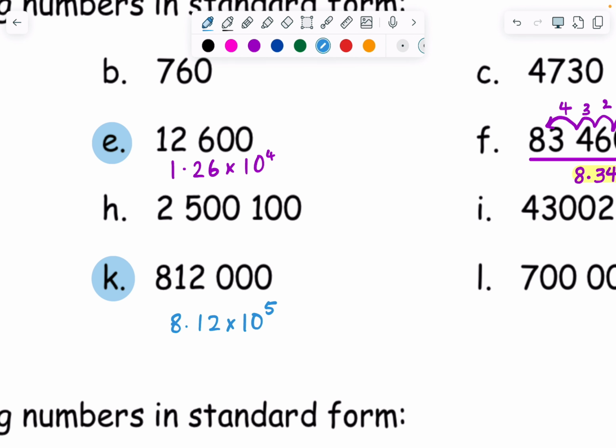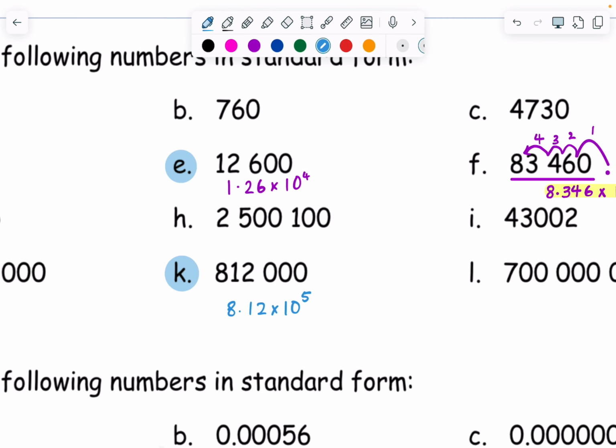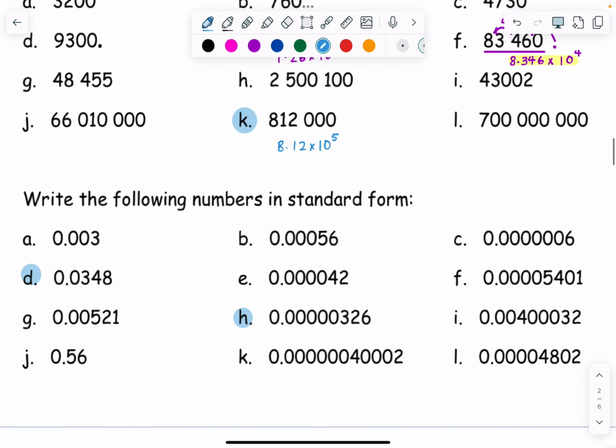Absolutely correct. Well done. See, was that hard? Okay. Now, what about if we have numbers like these?